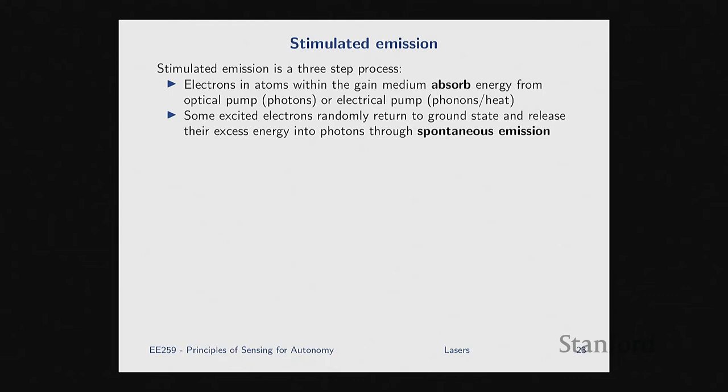And then if you wait some time, some of those excited electrons will just randomly return to their baseline or ground state. And when they return to the ground state, they release the energy that they had originally absorbed from the pump in optical form. So they release that excess energy into photons. And that random process of some of those excited atoms or electrons coming back and releasing energy is called spontaneous emission. It just happens spontaneously. Still, there's no lasing. There's no coherence. There are some random photons basically getting released in the optical gain medium.